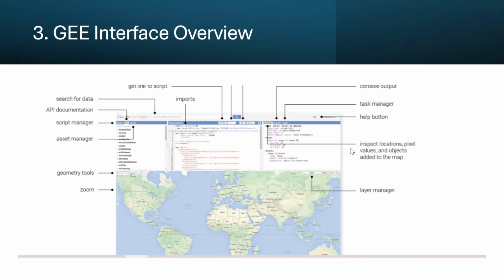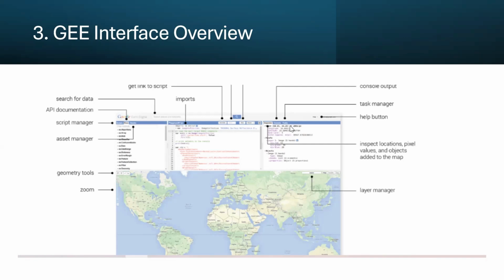Then we have the inspector, where you can inspect values or objects added to the map. So this will show you the status and stuff. Then we have the console output. Here is where now our output comes. For example, you have print, it comes there. You have run your script. If it's successful, it will come there, right?